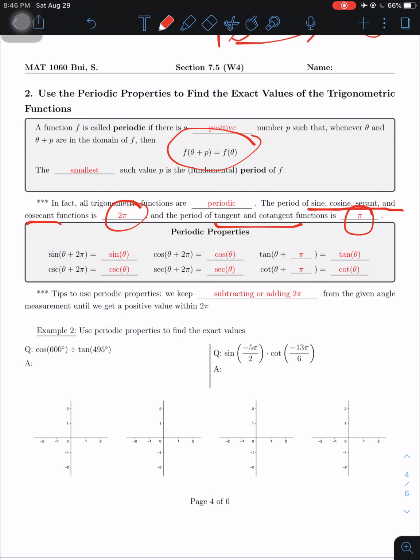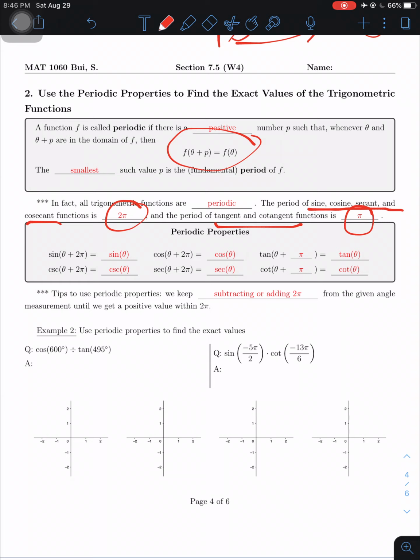Don't think of them as all 6 of them having the same period, 2 pi or pi. You have different periods, and make sure you can tell which one has the period of 2 pi and which one has the period of pi. For the meaning of them, I promise I'm going to explain about them in the next lecture, in the next sections.